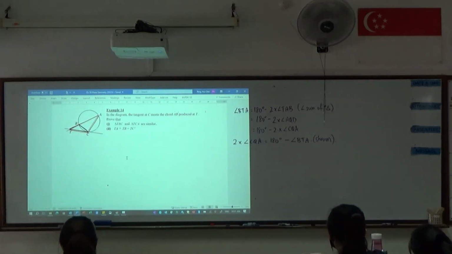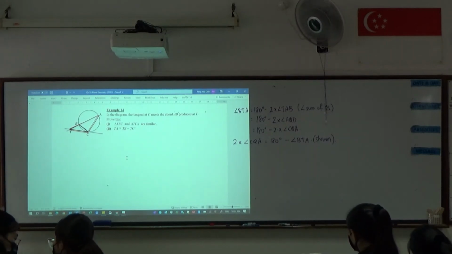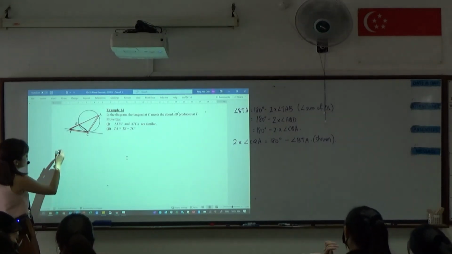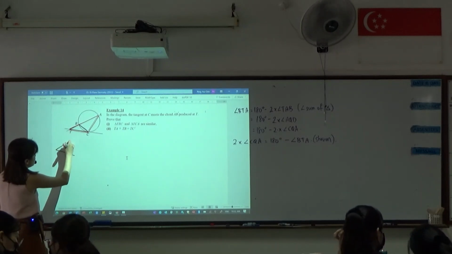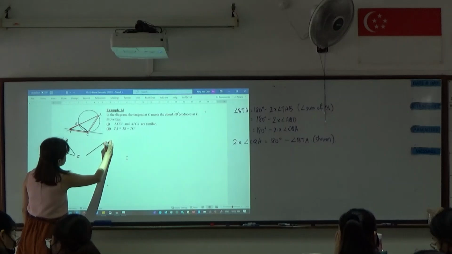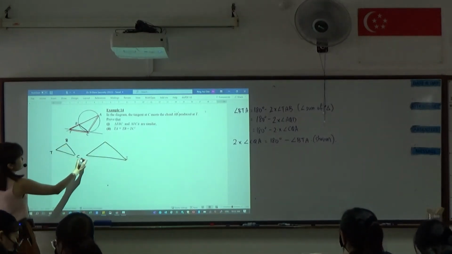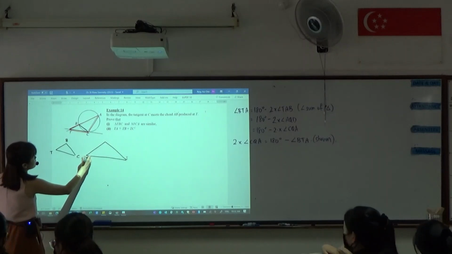To avoid having to visualize from the diagram and having misorientation, you may want to draw out the diagram. So we have triangle TBC, and then we are supposed to have corresponding vertices, so that would be triangle TCA.